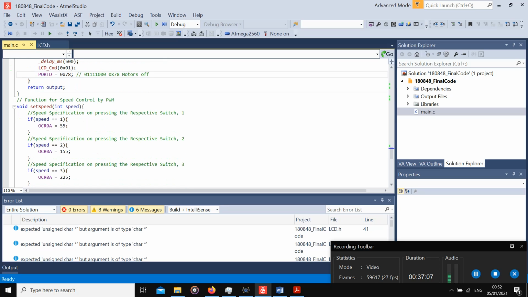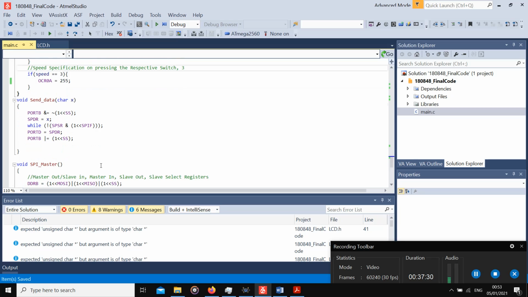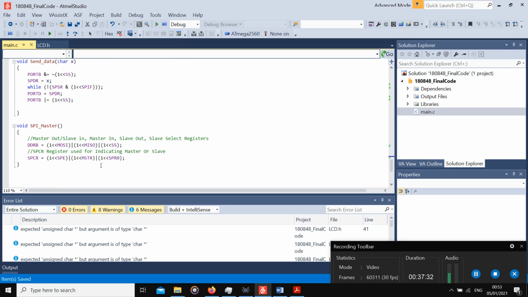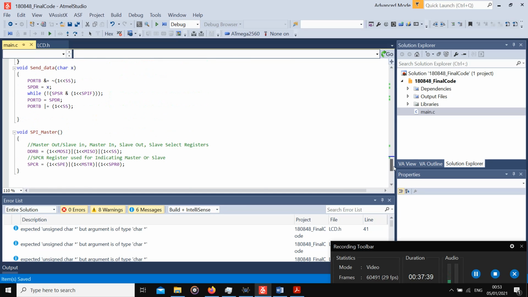Then you have the set speed for the PWM. This is very simple. These were the switches 1, 2, and 3. You can select 1 or 2 or 3, and depending upon your switch, it is going to give you the respective speed. You have 55, 155, and 255. This is supposed to be 55. So you have the 55, 155, and 255 over here, and this is going to be your speed for your motors. Then you have the send data and the master, which were your fifth and final task.